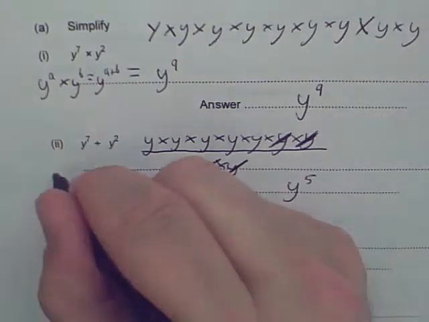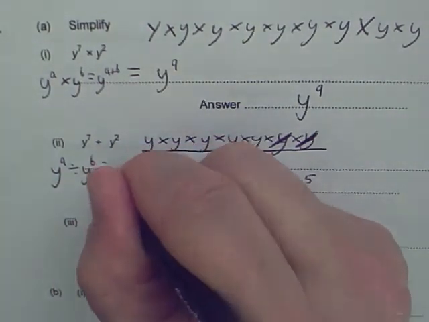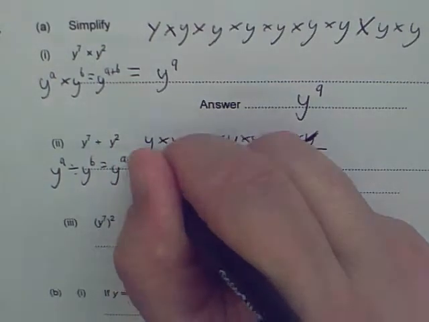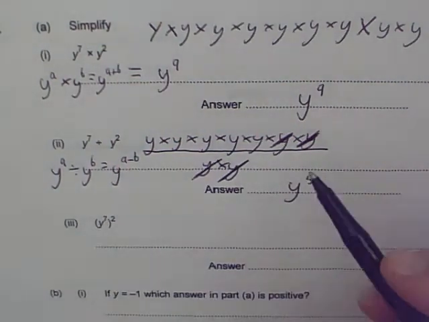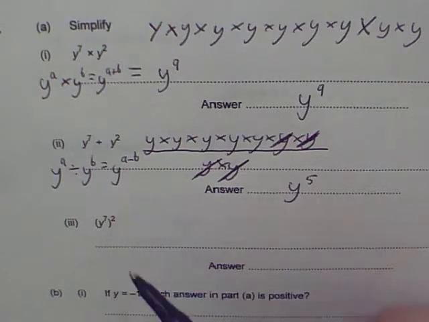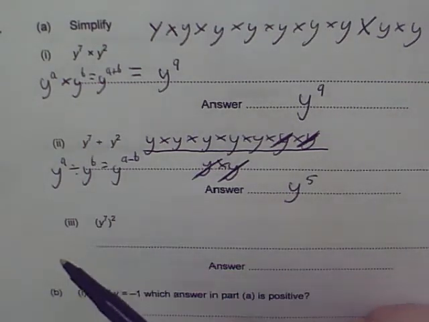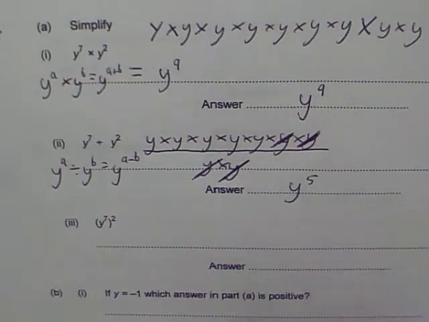And just using your indices law, y to the a divided by y to the b equals y to the a take away b. Okay, y to the 7 all to the power of 2. Now, this means that I've got y to the power of 7 and then I multiply it by itself, y to the power of 7.